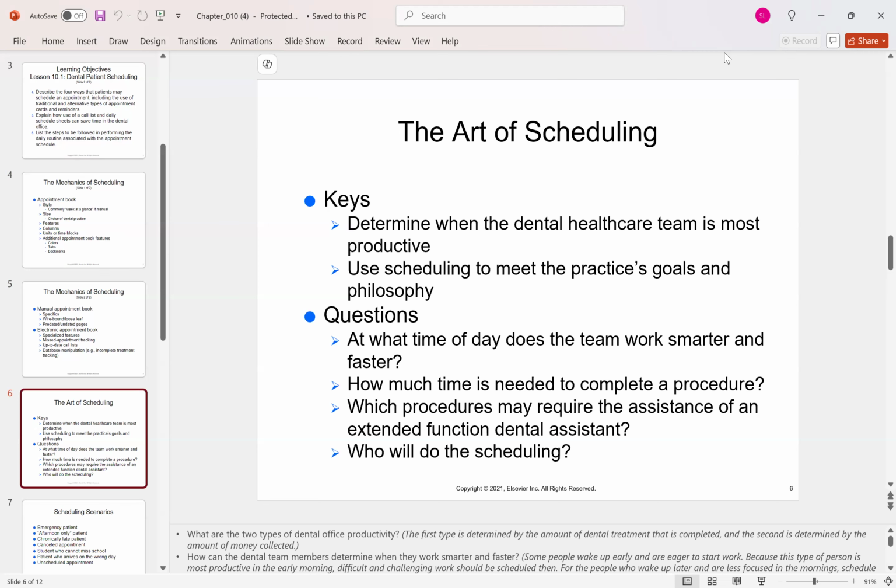So some other things we want to keep in mind is how much time the dentist or provider needs to complete a procedure and which procedures might require an extended function dental assistant, or maybe when the dentist would anticipate needing two hands, or if we need a hygienist to jump in at some point. And then we want to keep in mind too who is doing the majority of the scheduling, because they're really going to know the schedule in and out. So just kind of running by scheduling appointments with them might be beneficial.